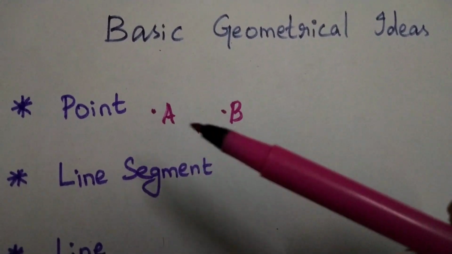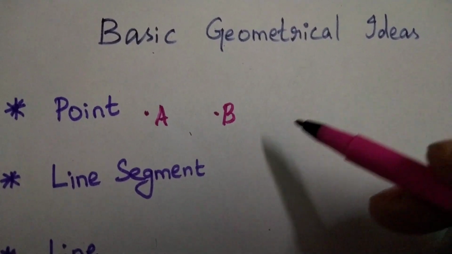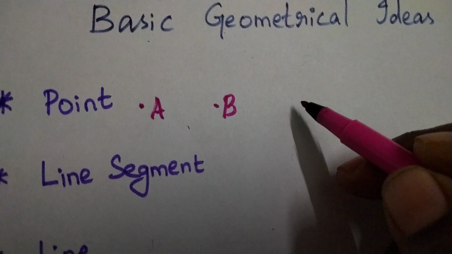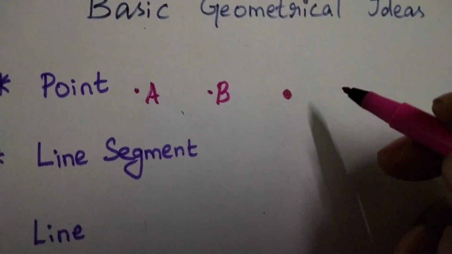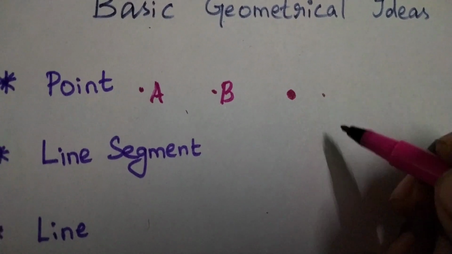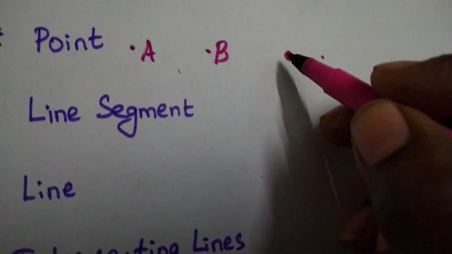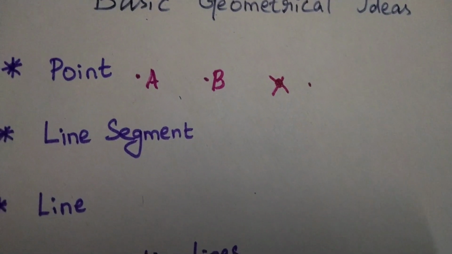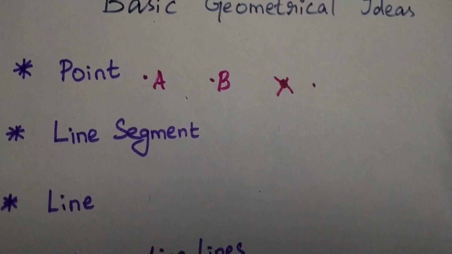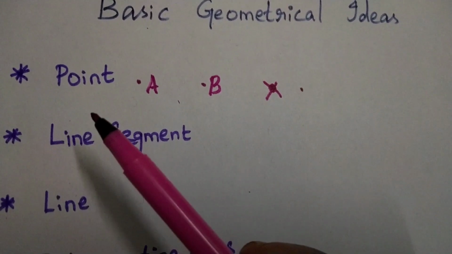And the point should be invisibly thin. We should not put the point very dark or thicker, like this. The point should be very thin and very small. So this dot is wrong and you have to keep only a small dot, very thin dot for representing point.